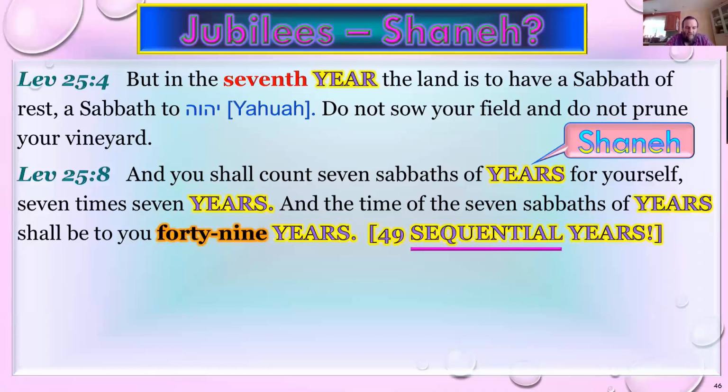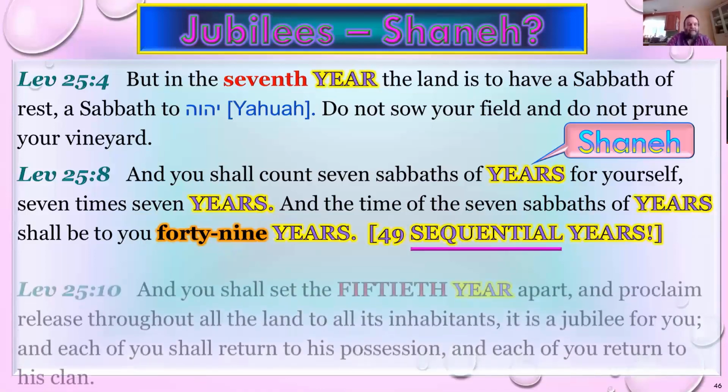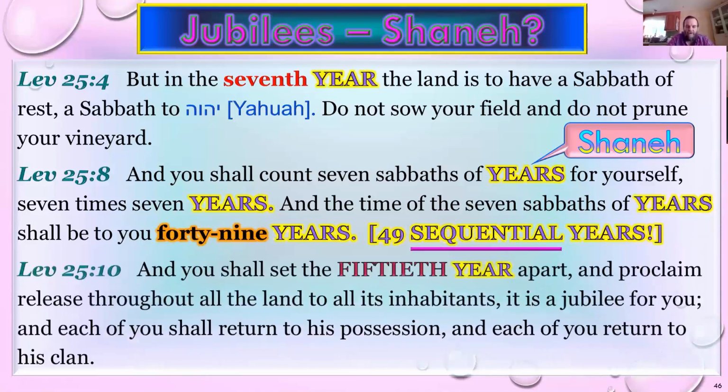49 years without any possibility of a lunar year being inserted in there by man, because Yahuwah has declared 49, each and every one, to be a Shanei year, which goes Tequfah to Tequfah. No moon in this count. What about the 50th year? Is the 50th year a lunar year?